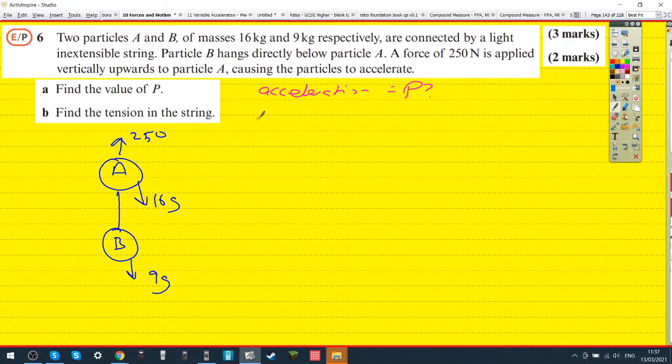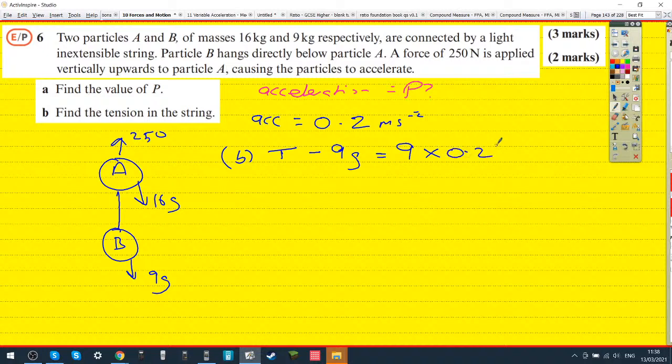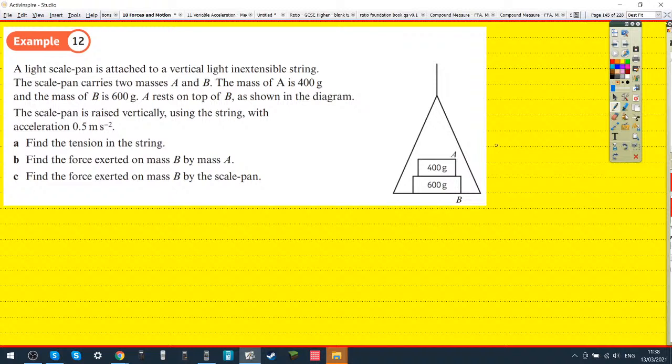So how would you do part B? Okay. And the acceleration is 0.2. So you do T minus 9g equals 9 times P, which is 0.2. Yeah, you need to get your answer. That's great. Let me just ballpark this one. So that's 0.9, 1.8. It's about 10. Yeah, I think that P was supposed to be for acceleration.